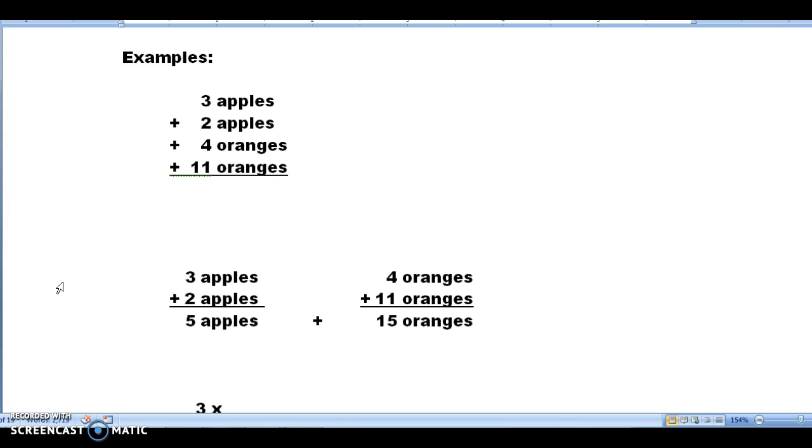So examples are, let's take a look at something. If I ask you to add 3 apples and 2 apples and 4 oranges and 11 oranges together, you would match up the apples and tell me there were 5 apples, and you would match up the oranges and tell me that there are 15 oranges. So if you look at what you've done, you've added the 3 and 2 together and you've left the apples alone. You haven't changed them to apple squared or anything else. You've left them as apples. Same thing with the oranges. You've left them as oranges.